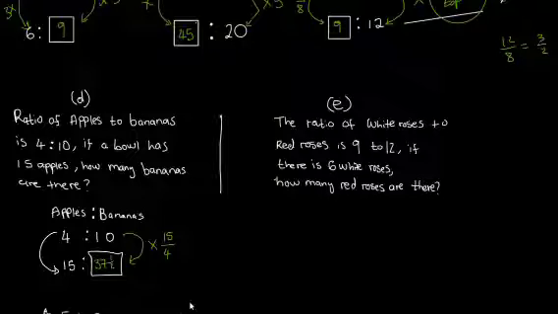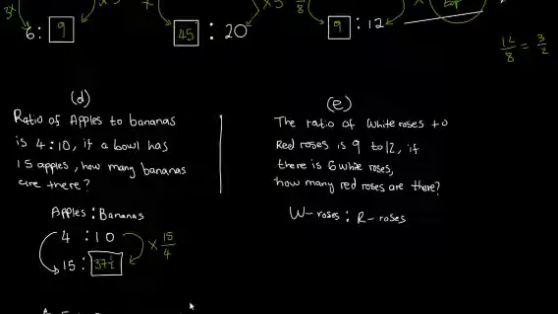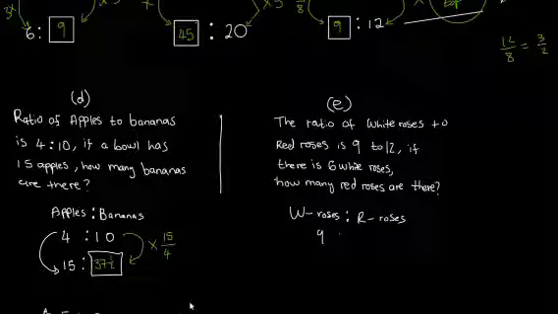It says the ratio of white roses to red roses is 9:12. If there are 6 white roses, how many red roses are there? All right, so you will write your ratios first. You've got white roses to red roses, and the ratio is 9 for the white roses and 12 for the red roses. Now you can pause the video and do this one on your own and see if you got it right.